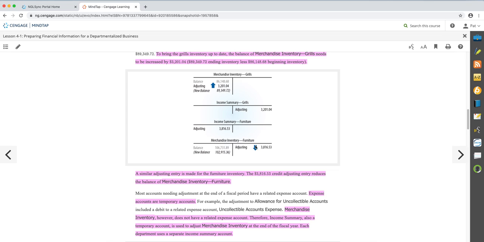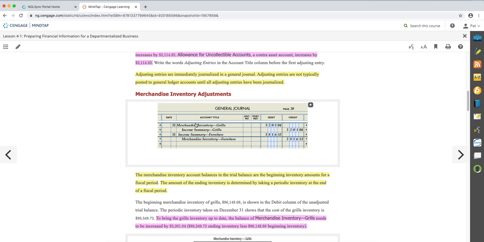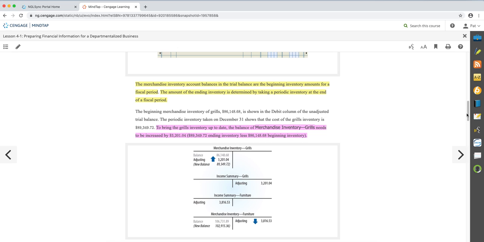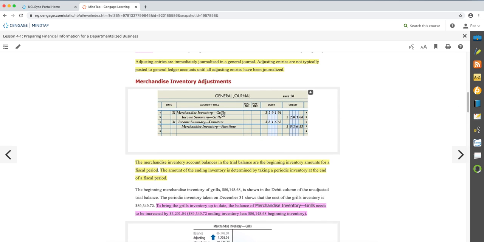So why is one debited, one credit? If we increase, if we gain merchandise inventory of one of the departments, we gain it, we debit the inventory, credit income summary. If our number in merchandise inventory is less from the beginning to the end, like it says here, it's a credit, we will lower it. They're just not showing you every example. They're showing you here, but they're not giving you all the details. So that's why merchandise inventory is debited here and credited here.